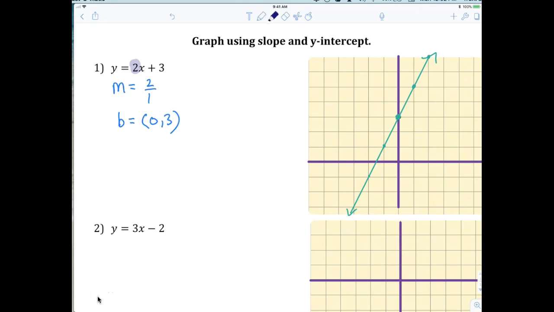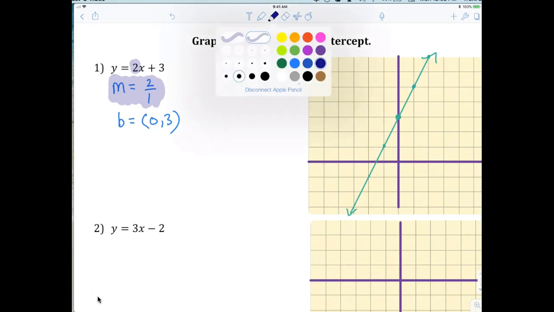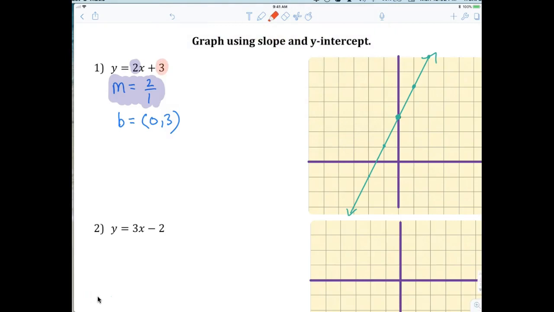The first thing you're going to write down is m equals, not just 2, but we're going to write it as a fraction. The slope is always a fraction, so we're going to write it as 2 over 1. Now, what is the y-intercept? The y-intercept is the number after the x. So in this case, the y-intercept is written as 0, comma 3. Is everybody happy with that?